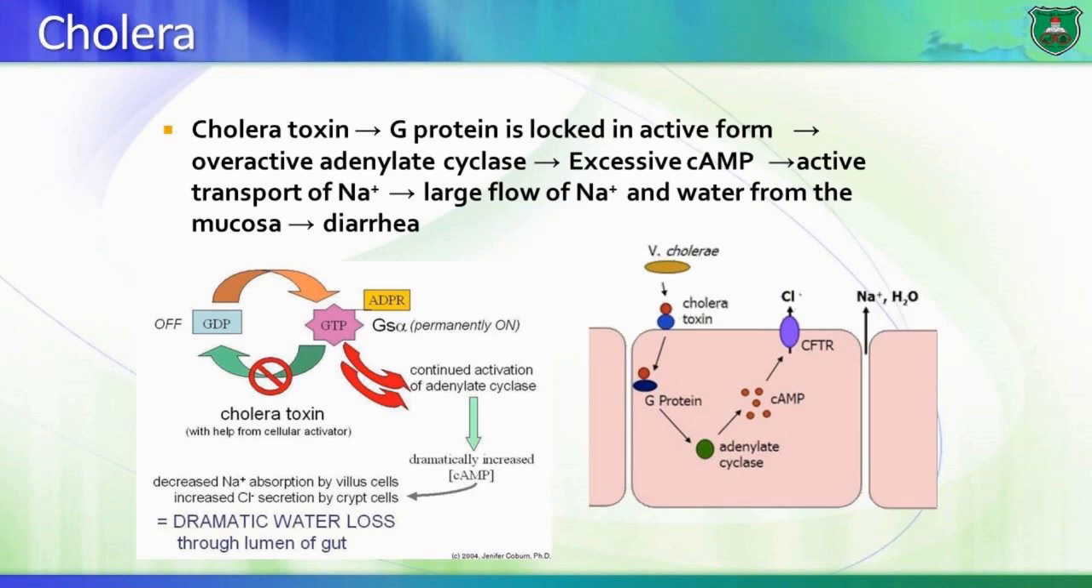Now, the idea is that when adenylate cyclase is active because of the alpha subunit, and you have production of a lot of cyclic AMP, that causes the flow of sodium ions as well as chloride ions out from the mucosa. And this happens continuously, and that results in diarrhea as a result. Okay.